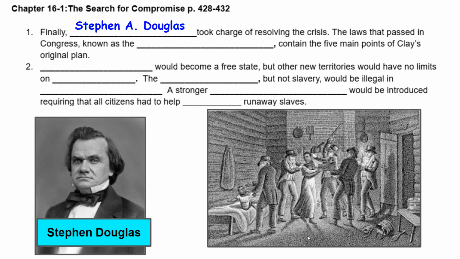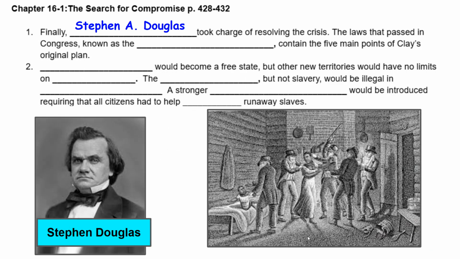So we're going to start with this fella that we see down in the bottom left-hand corner, Stephen A. Douglas, who was a U.S. Senator from the state of Illinois. He was a Democrat. Matter of fact, at one point in time, he is going to run for president. And he's also going to find himself butting heads with Abraham Lincoln, but we'll get to that.